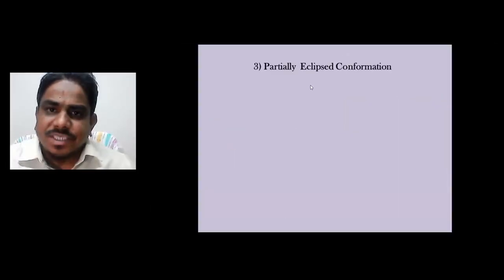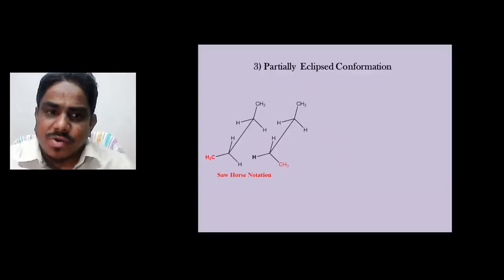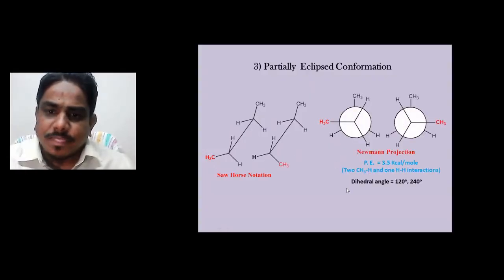The third conformation is the partially eclipsed conformation. With further rotation of the carbon-carbon single bond of n-butane by 120 degrees, we observe the methyl-hydrogen interaction alternately. This is observed at 240 degrees and 120 degrees. It is clockwise rotation, it is anti-clockwise rotation. Both images are non-superimposable images of each other.